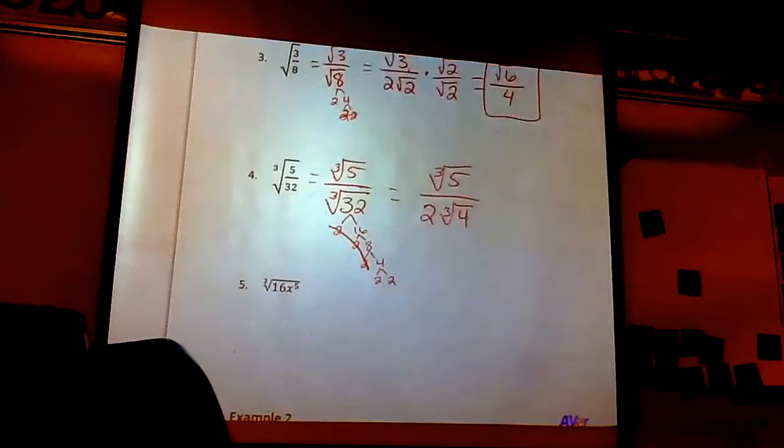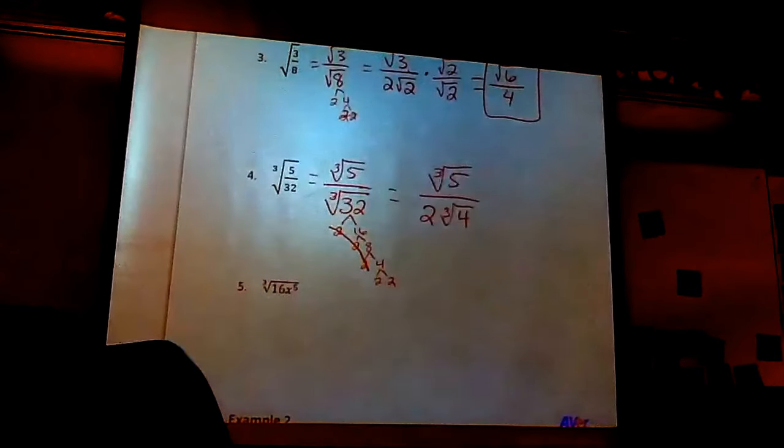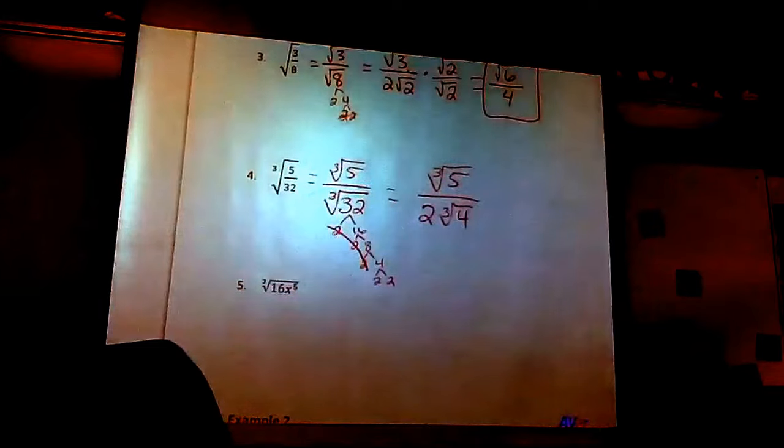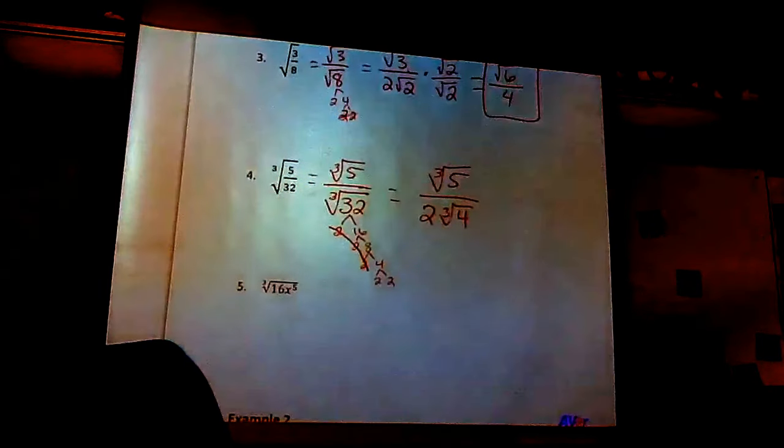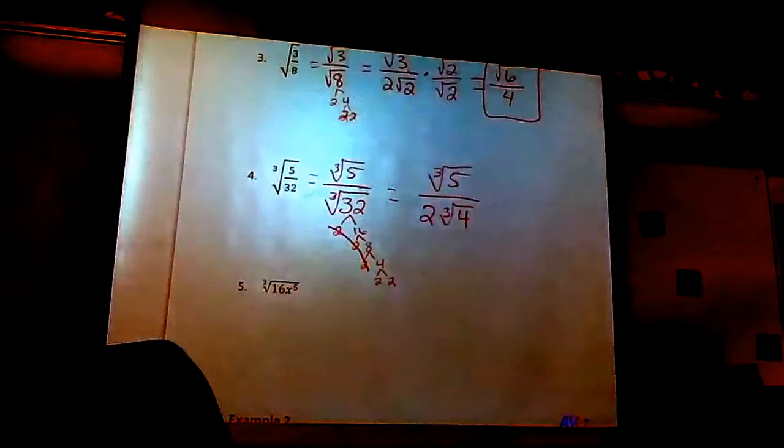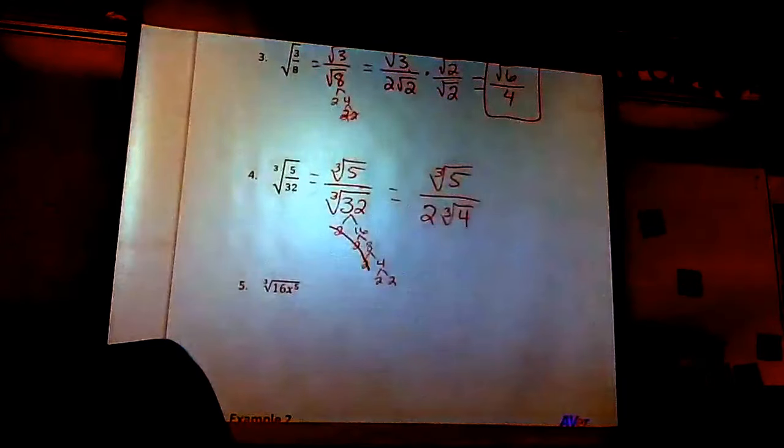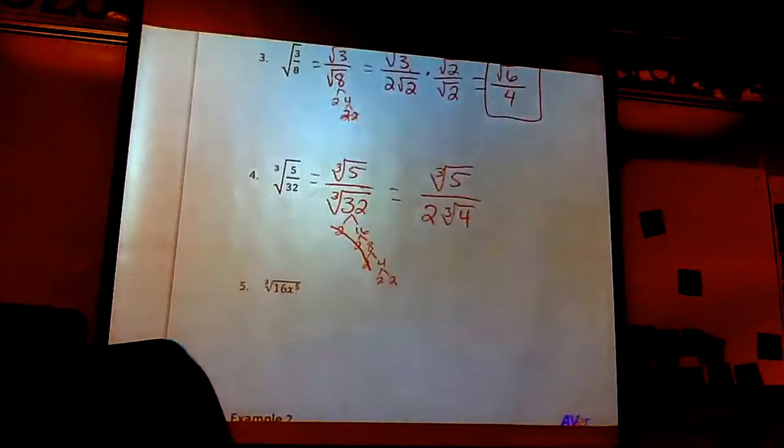Now we gotta do the same thing. So now we have that. We've broken it up. We've simplified each one. Now we just got to make sure there's no radicals on the bottom. We'll multiply it, rationalize it, multiply it 3 times by itself.